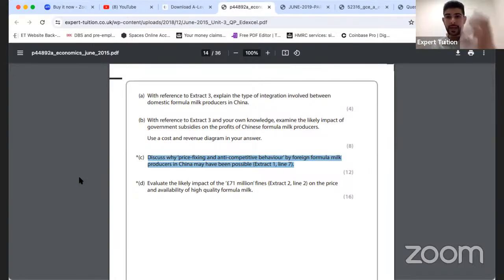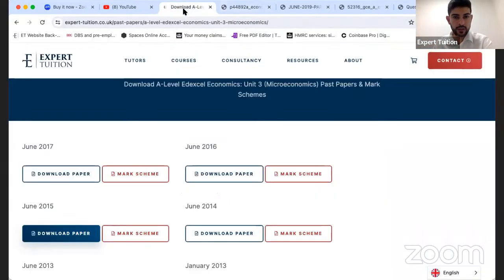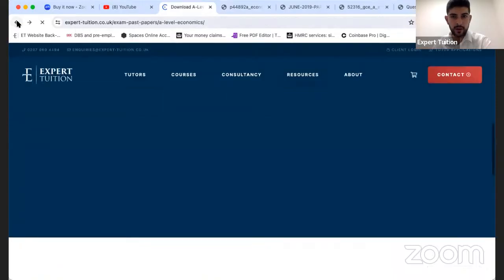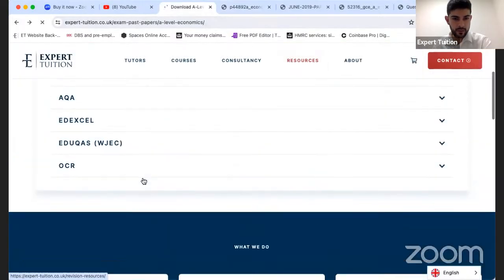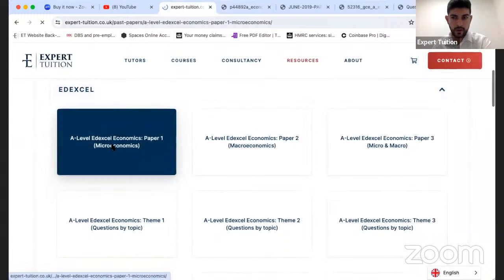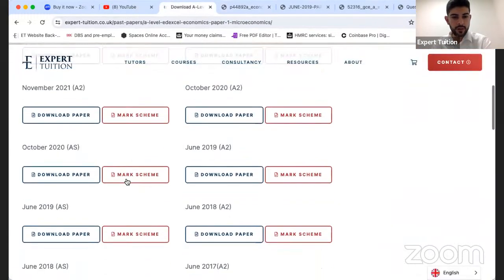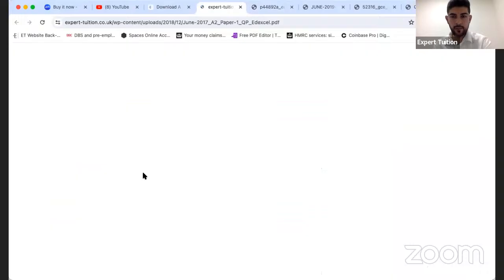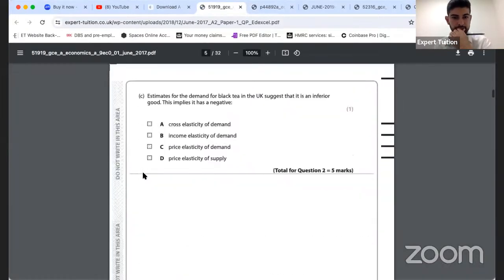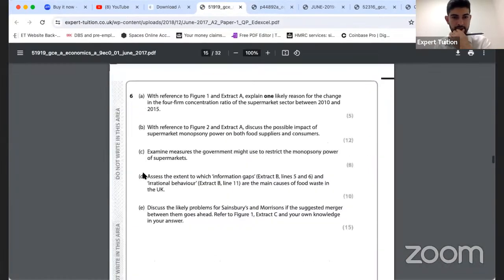For example, if you look at the June 2017 paper, the 10 marker, so 6C, it basically has a question about irrational behavior and information gaps. In fact, you know what? Really quickly, let me just show you. So if I go to paper one and I go to June 2017, paper one, June 2017, 10 marker. Here we go. It says the following: assess the extent to which information gaps and irrational behavior are the main causes of food waste in the UK.